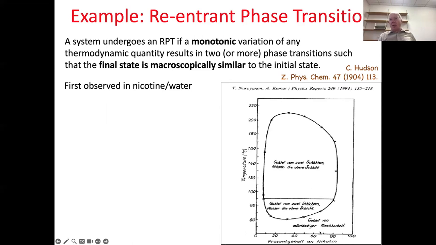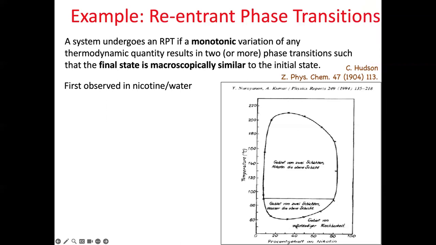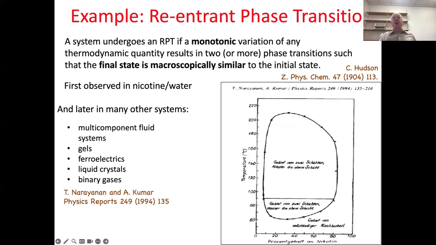And he discovered the following. If you had the right amount of nicotine, not too little, not too much, but in this zone here, at high temperatures there was a mixture. They were indistinguishable. But as you cooled the system off, the water and the nicotine separated. That's what happens inside this circle. On one line the nicotine was above the water, and below it I think the water was above the nicotine. But once you made it cool enough, they became mixed again. So you went from mixed to separate to mixed as the temperature changes. This is what we would call a re-entrant phase transition.